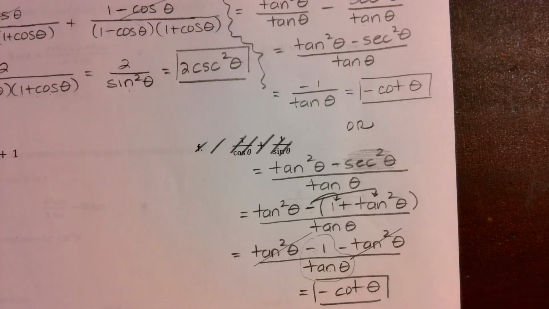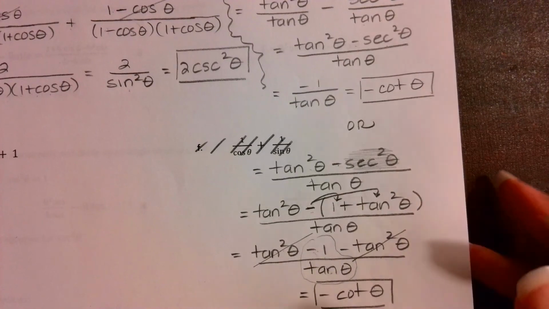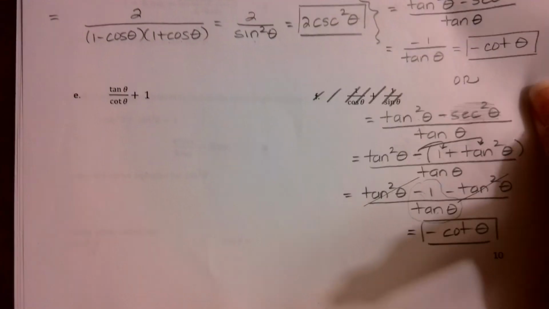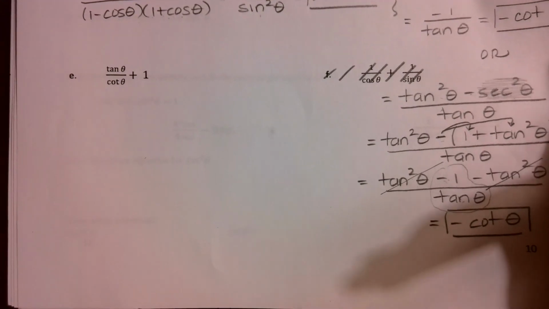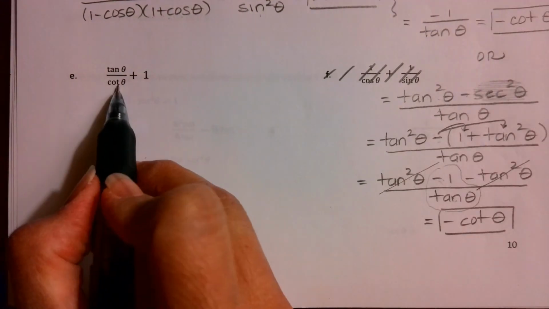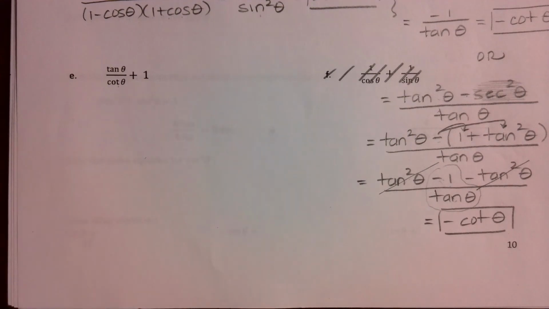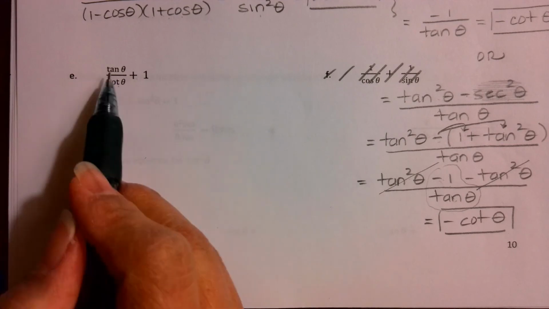Okay? So hopefully you can see that there are different ways you can approach it sometimes. Alrighty. Let's go do our last problem for day 3 notes. Tangent theta over cotangent theta plus 1. So let's see. Let's rewrite this.